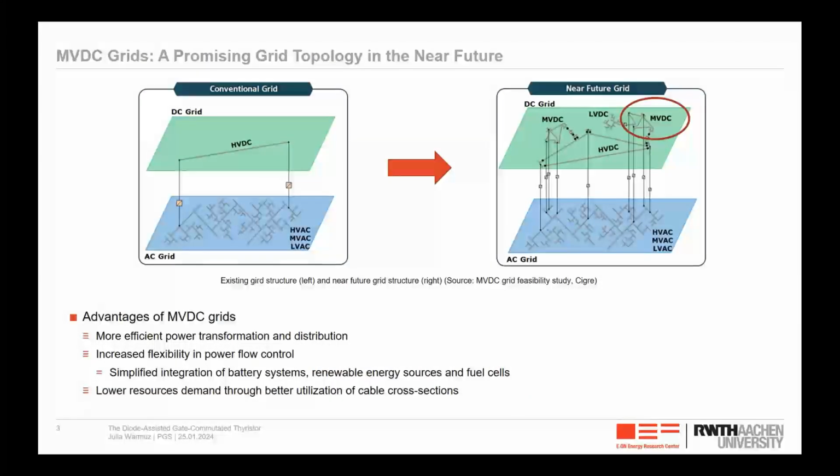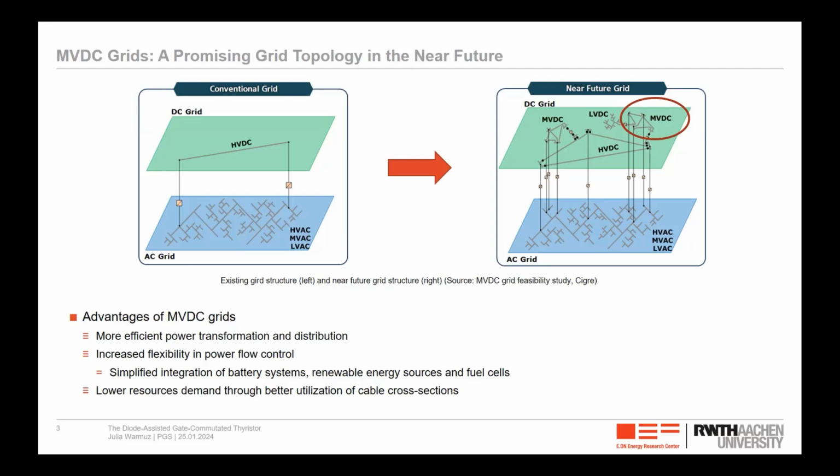So when we now look at MVDC grids, this is the grid structure, how it looks nowadays. It's mainly AC, and we have already some point-to-point high voltage DC connections. But the idea for the future is to not just have this point-to-point connection, but also a meshed HVDC grid, and not just on the high voltage level, but also on the medium voltage and the low voltage level. And during my work, I focused on the medium voltage level.